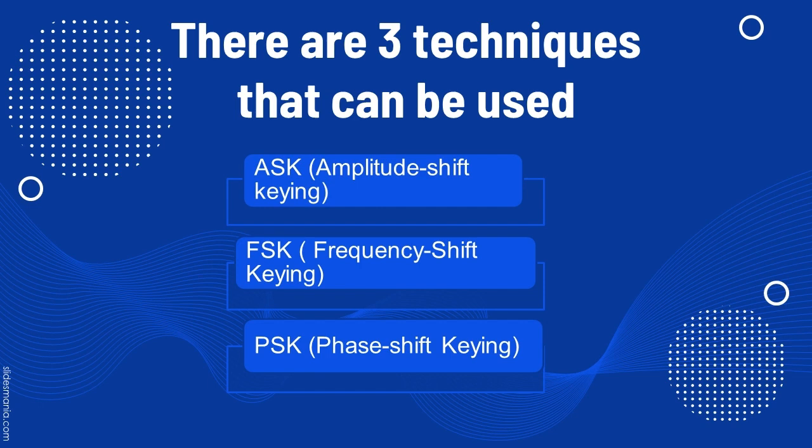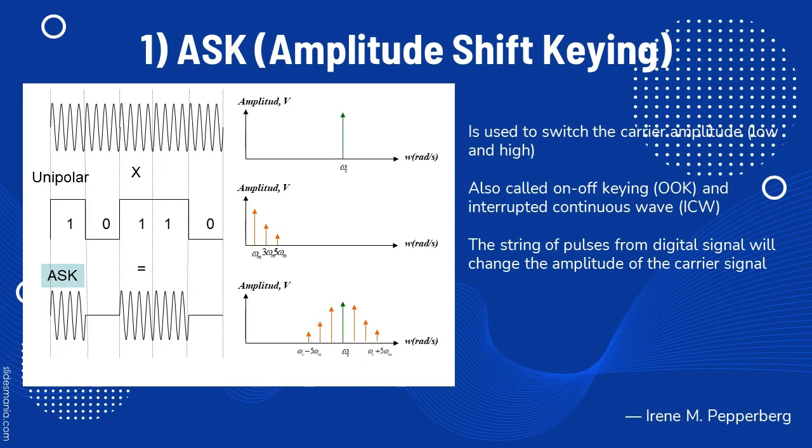Okay, the first one we are going to talk about is ASK, amplitude shift keying. This is the analog signal which we convert into the digital signal. This signal we multiply with this, and then the output will look like this. This one is used to switch the carrier amplitude low and high. Also, this one is called on-off keying, OOK, or interrupted continuous wave. The string of pulses from the digital signal will change the amplitude of the carrier signal.